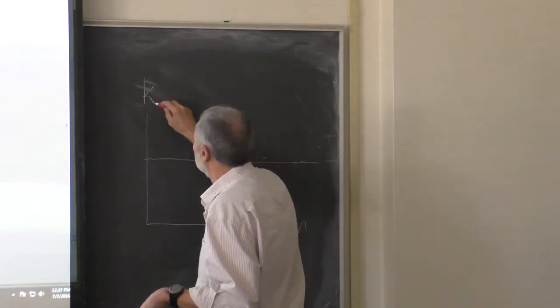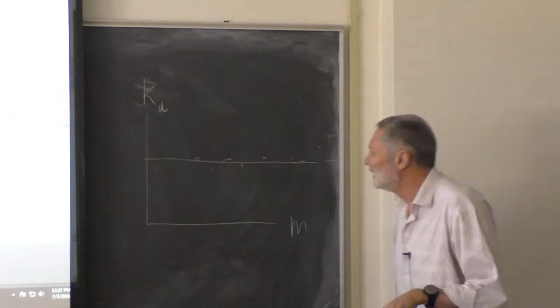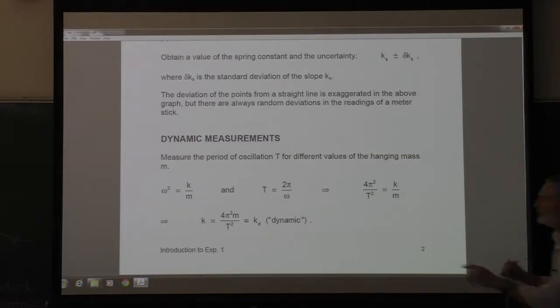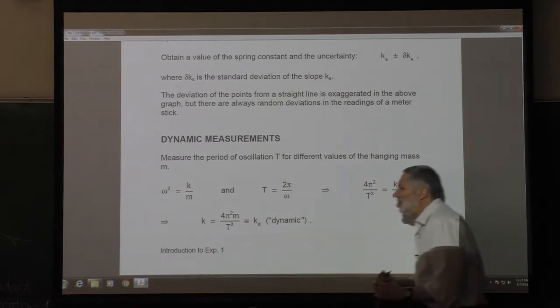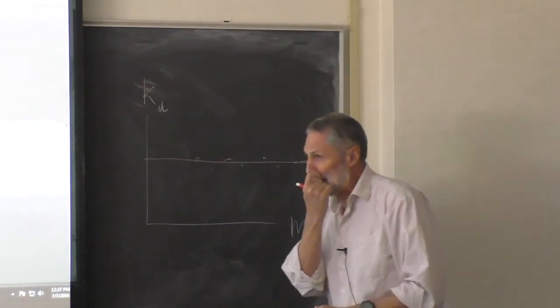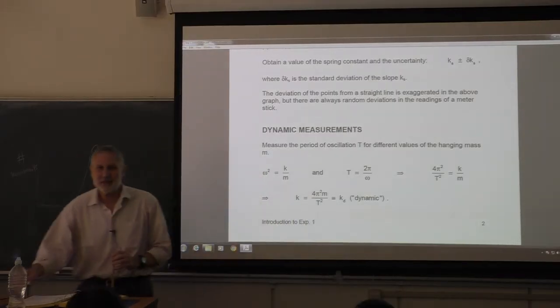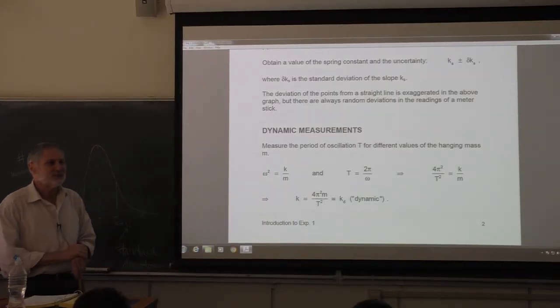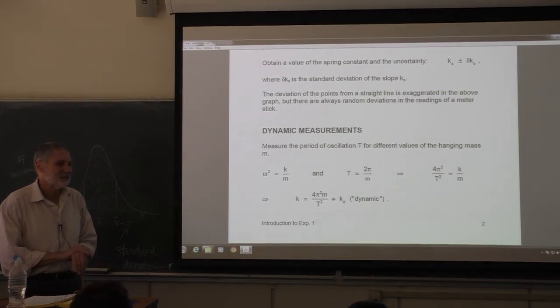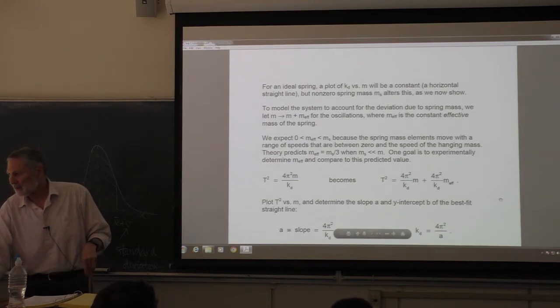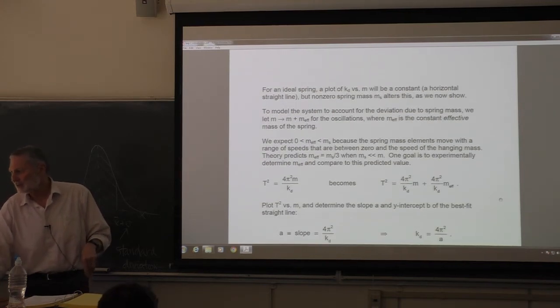Is that better? Yeah. Sorry, thank you. Okay, so if you plot this versus m, you should get this. And if you try to do that in this experiment, you're going to find that it doesn't work. There's some systematic error coming in. So don't do it. We're not going to ask you to do it. Instead, we're going to develop the theory a little bit here. The problem is the spring mass.